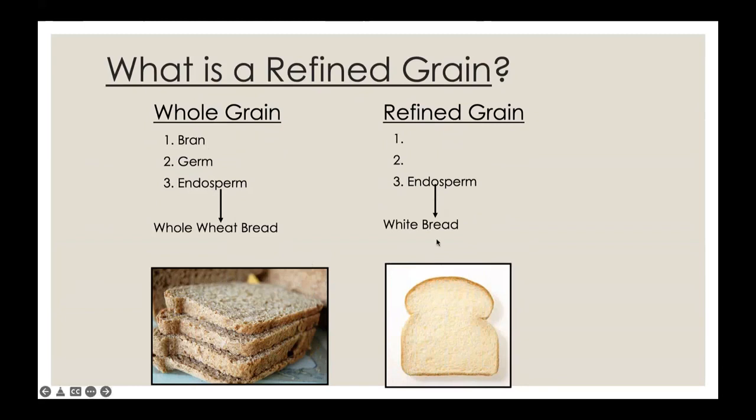So there is a story behind the refining of the grain. Since the late 1800s, when new milling technology allowed the bran and germ to be easily and cheaply separated from the endosperm, most of the grains around the world have been eaten as refined grains. So this quickly led to disastrous, widespread nutrition problems.